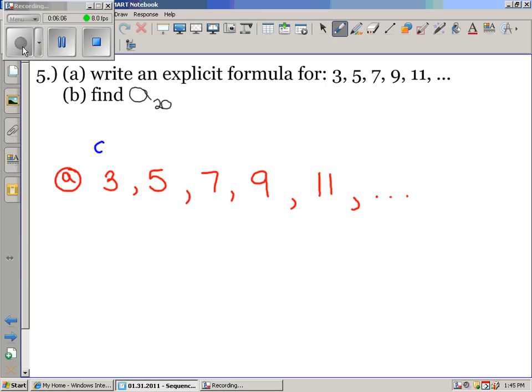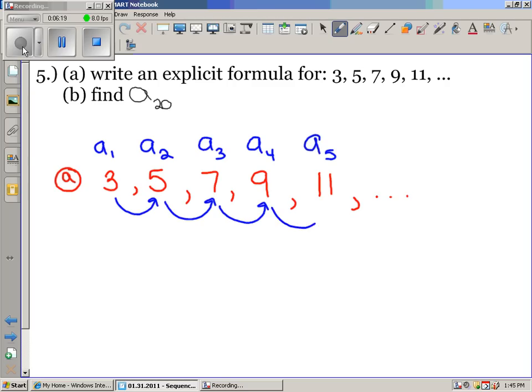So we're going to do the same thing as before. Let's label up our terms so we always get them straight. A2, A3, this is the third term. This is the fourth term. This is the fifth term. And now let's see if we can see a pattern. Alicia, what'd you say? What's going on over here? Yeah, we're adding 2 to each one.